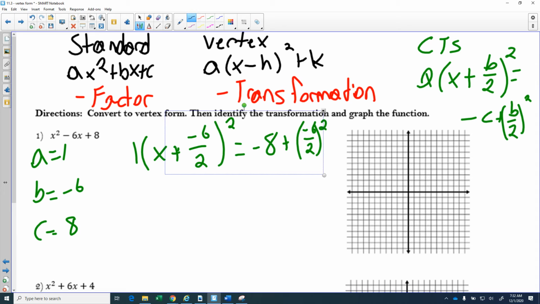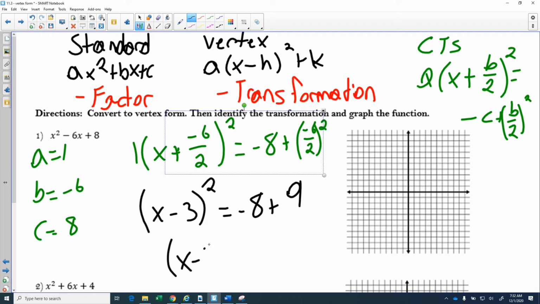At this point, we're going to simplify everything out. This would just stay as 1, so we don't even need to write it. (x minus 3) squared equals negative 8 plus negative 3 squared, which would be positive 9. And then at this point, I'd have (x minus 3) squared equals positive 1.